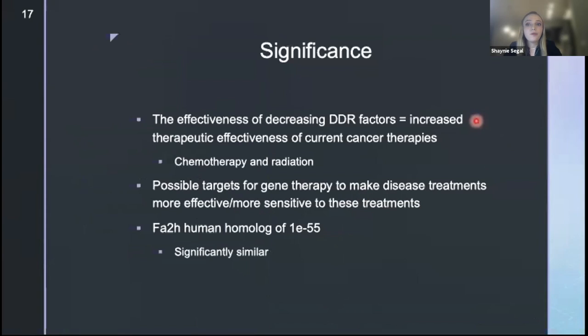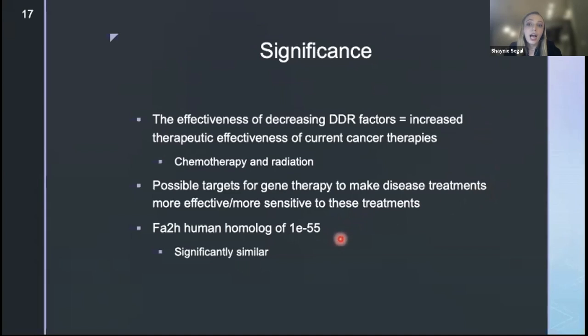And as I stated before, current studies have already demonstrated the effectiveness of decreasing DDR factors with increasing the therapeutic effectiveness of current cancer therapies. And so by finding more genes that are involved in DDR pathways, there's going to be more targets for gene therapy to alter these expression patterns and turn off the DDR pathways and make these traditional cancer therapies more effective.